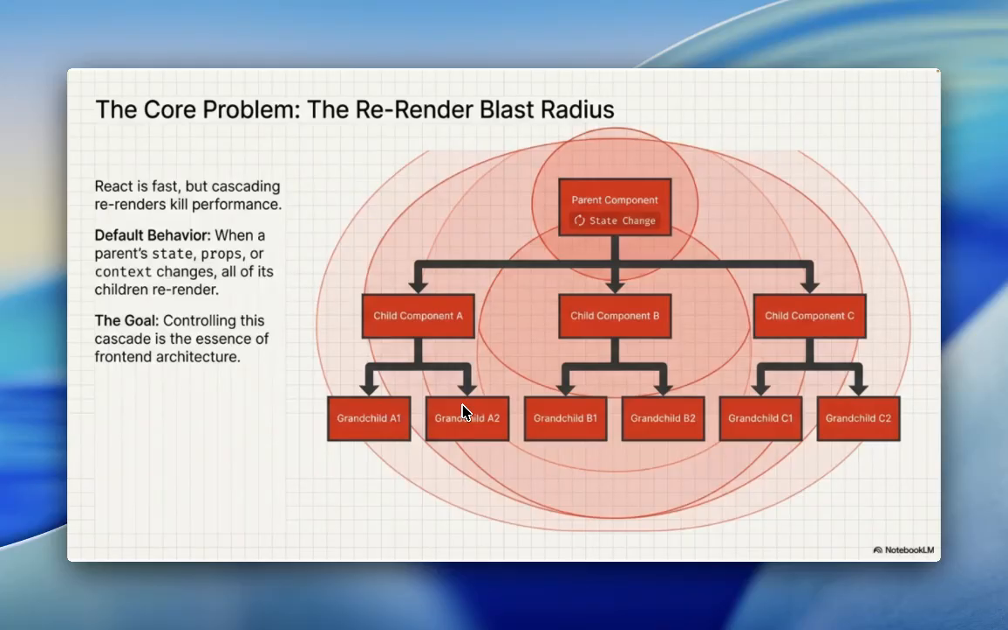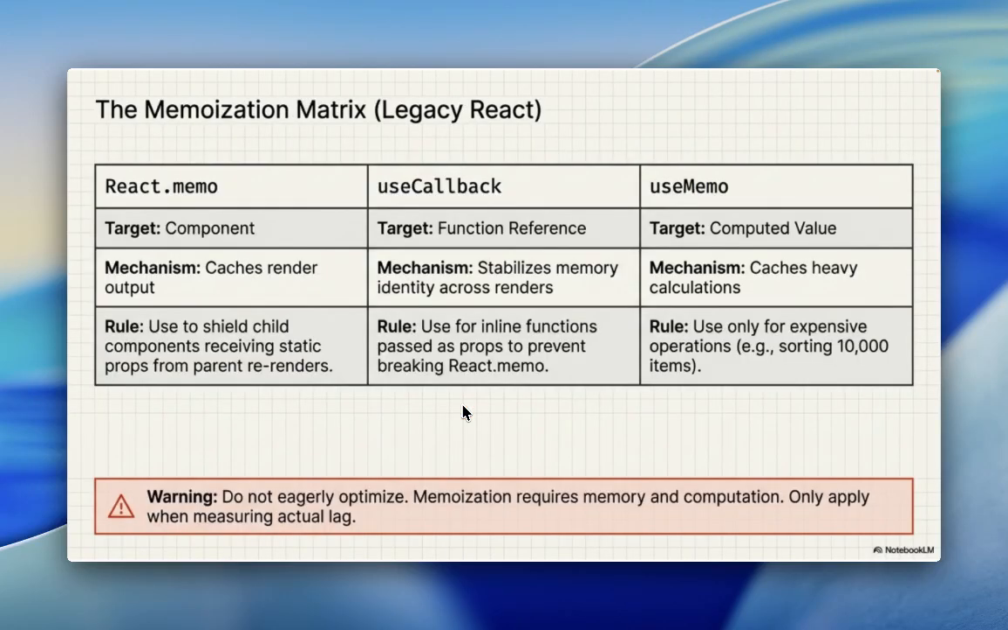The re-render blast radius. React is fast, but cascading re-renders kill performance. Default behavior: when a parent's state, props, or context changes, all of its children re-render. The goal is controlling this cascade; it is the essence of front-end architecture. So you have a parent component with state change, child component A, child component B, and child component C. Then you have grandchild A1, grandchild A2, grandchild B1, grandchild B2, grandchild C1, and grandchild C2.